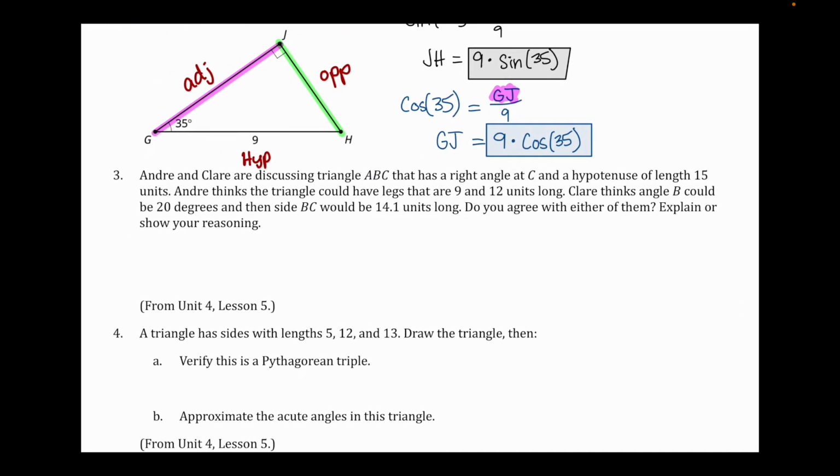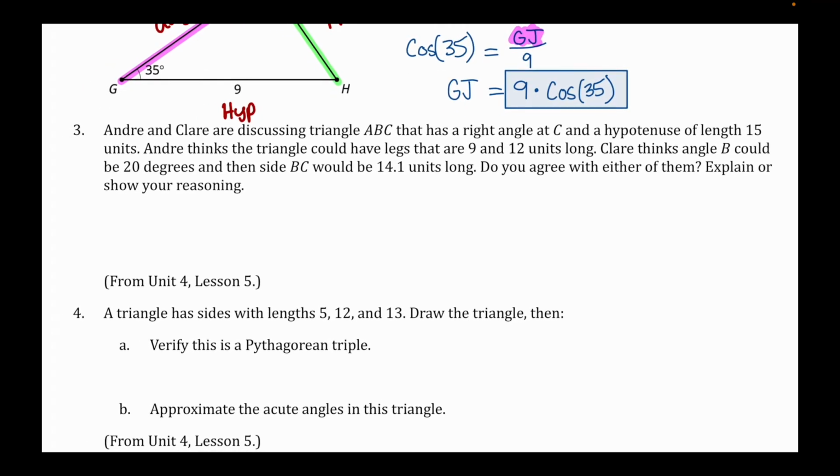Okay, for number 3, we have Andre and Claire, and they're discussing a triangle that has a right angle at C and a hypotenuse of 15. Andre thinks that the triangle could have legs of 9 and 12, and Claire thinks that angle B could be 20 degrees, and then side BC would be 14.1. Do you agree with either of them? And explain or show your reasoning.